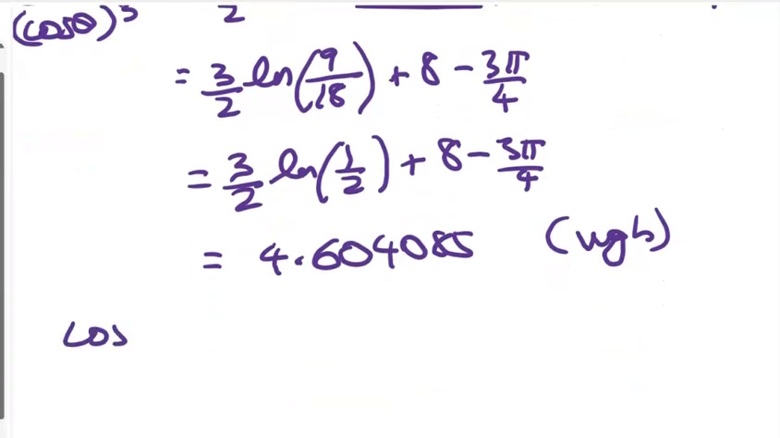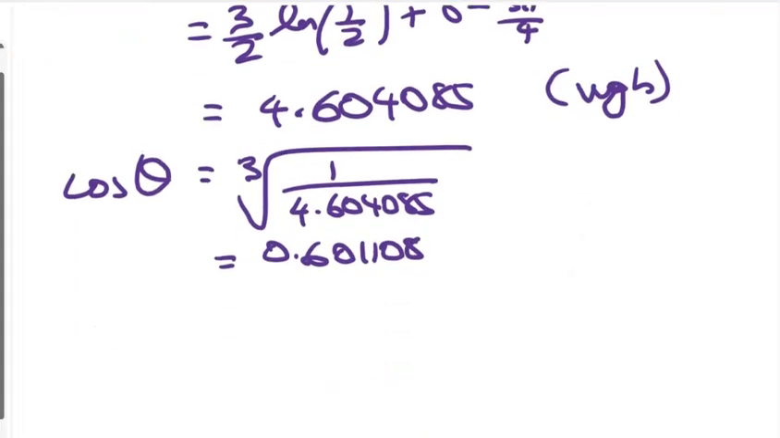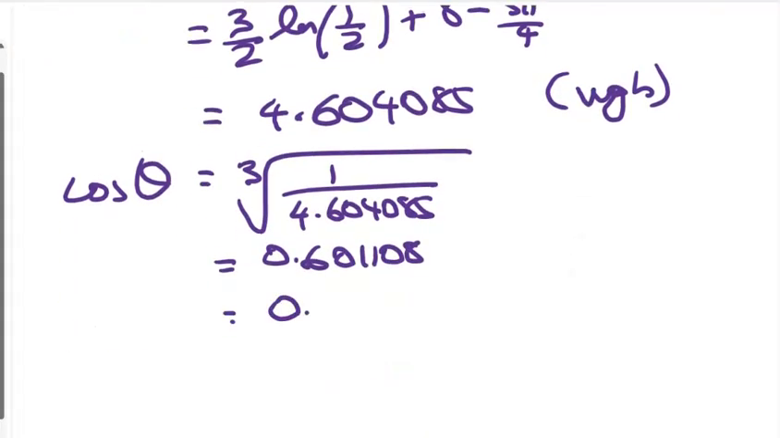So cos of theta is going to be the cube root of 1 over all of that. And for that I got 0.601108. I want to have 3 significant figures, so it's going to be 0.601 to 3 sig fig.